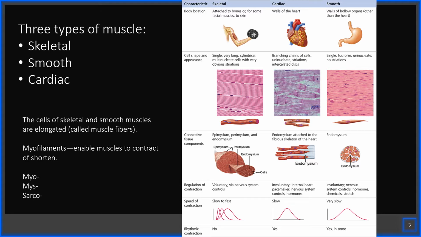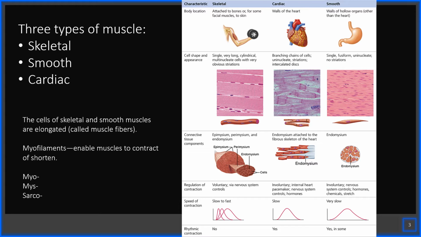There are 3 types of muscles: skeletal, smooth, and cardiac. I'll give you a brief overview of the 3 different kinds, but the primary focus of this chapter is skeletal muscle. They differ in cell structure, body location, and how they are stimulated to contract, but they are similar in some ways. The cells of skeletal and smooth muscles are elongated. They're called muscle fibers. And myofilaments enable muscles to contract or shorten.